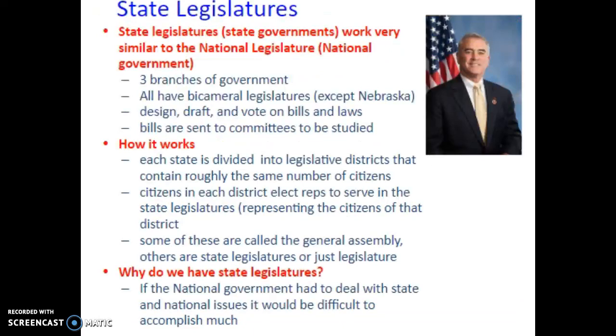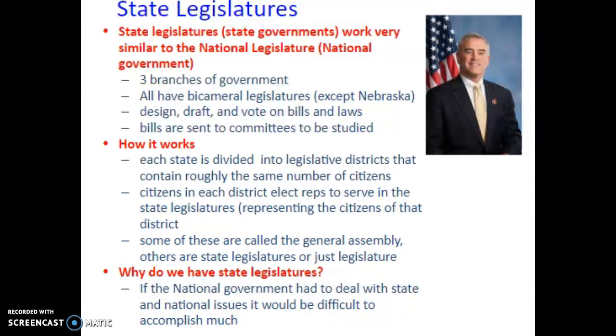Okay, state legislatures. This is kind of a confusing concept, so I wanted to add an additional slide to kind of cover it in a little bit more detail. Okay, so state legislatures or state governments work very similar to the national legislature or national government. And essentially, state legislatures, which can also be known as general assemblies or just legislatures, they're basically mini governments. Because they really do resemble our national government. And so it's basically like we have our national government in Washington, D.C., but in every single state we have these mini governments that look just like the national government.